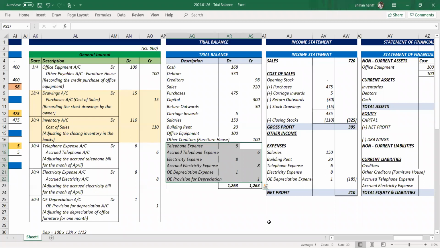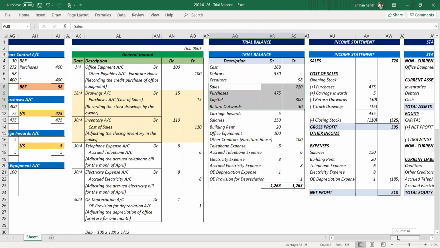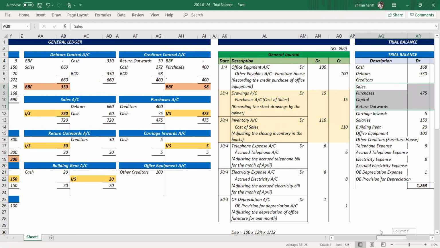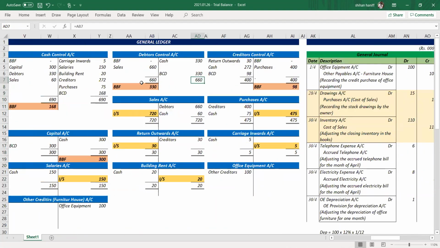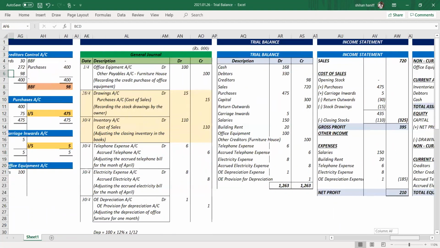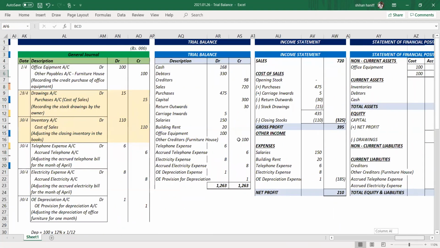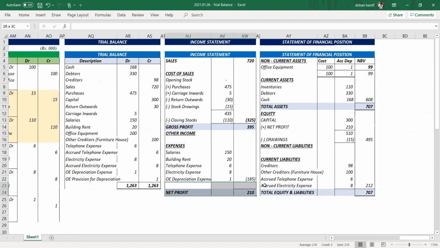There is a question. So what if we had discount allowed and discount received? So discount allowed, discount received will come to trial balance because that will be adjusted in the general ledger. In general ledger, we will adjust. Debtors account will be credited, discount allowed will be debited. Discount received will be credited and creditors control account will be debited. Then that will come under income statement. Discount received is other income, discount allowed is expense.